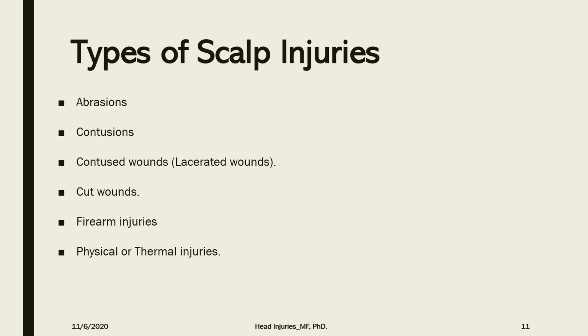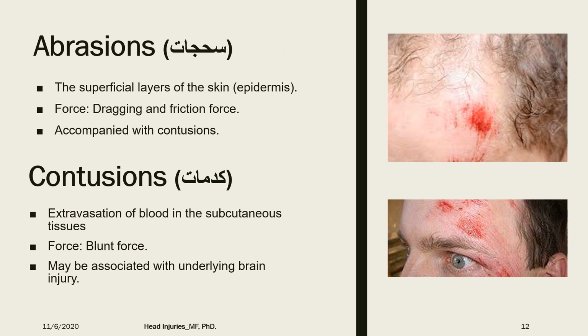Types of scalp injuries include abrasions, contusions, contused wounds, also known as lacerated wounds, cut wounds, firearm injuries, physical or thermal injuries. And for the sake of this lecture, we'll be discussing only the first four types. Firearms and physical injuries will be discussed in separate lectures. The first kind of scalp injuries we'll discuss here is abrasions, known in Arabic as tahagat.